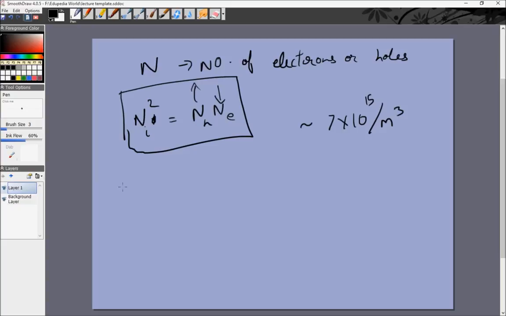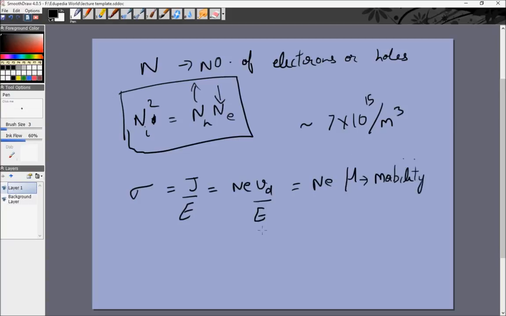Also, we started this whole chapter from Ohm's law, which said that sigma is equal to J by E, which can also be written as Ne Vd by E, which can also be written as Ne mu, where mu is the mobility. We've seen this formula before. So when we're talking about semiconductors, the formula we use is sigma is equal to Ne e mu e plus NH e mu h, where Ne is the number or the density of electrons, mu e is the mobility of electrons, NH is the number of holes, and mu h is the mobility of holes.